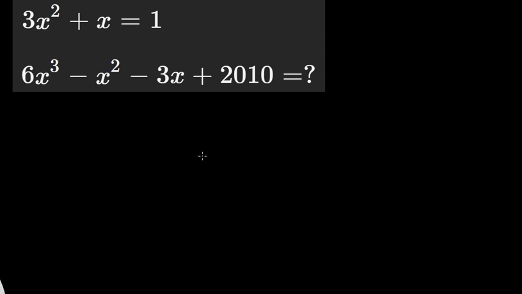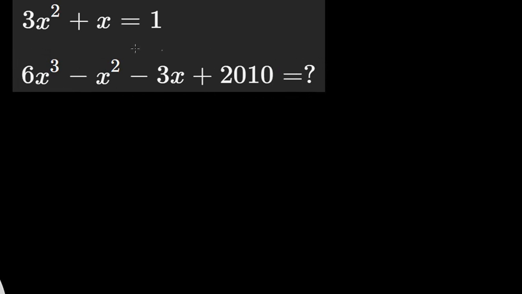Hello everyone. In this video, let us solve a fun math question. This is a question related to algebra. As you can see, we are given an equation, 3x square plus x equal to 1. Using this equation, we are supposed to evaluate the value of this cubic polynomial, that is 6x cube minus x square minus 3x plus 2010. So how do we evaluate the value of this?